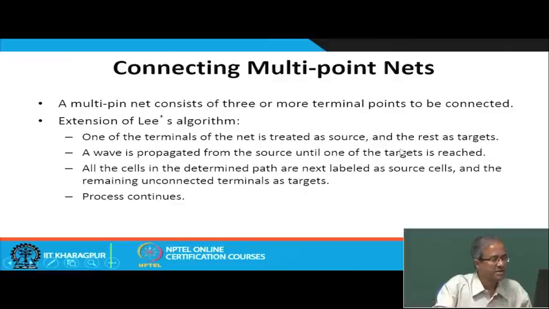So, you follow Lee's algorithm, you determine the path from the source to the target you have hit, and in the next step all the cells in the determined path are identified as source cells, and wavefronts are emanating from all the source cells together. So, I will show an example, and this process continues till all the targets are covered.